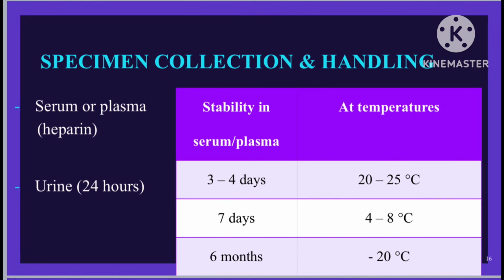Also, for our specimen for this activity, we can use unhemolytic serum or heparinized plasma. We can also use EDTA plasma or 24-hour urine sample. Uric acid is stable in serum or plasma for 3 to 4 days at 20 to 25 degrees Celsius, that's room temperature. It is stable for 7 days at refrigerator temp, that's 4 to 8 degrees Celsius. Can be stable also for 6 months if you freeze the sample at negative 20 degrees Celsius.